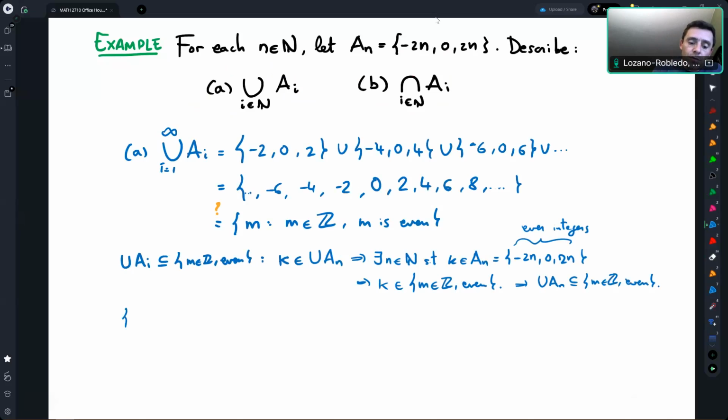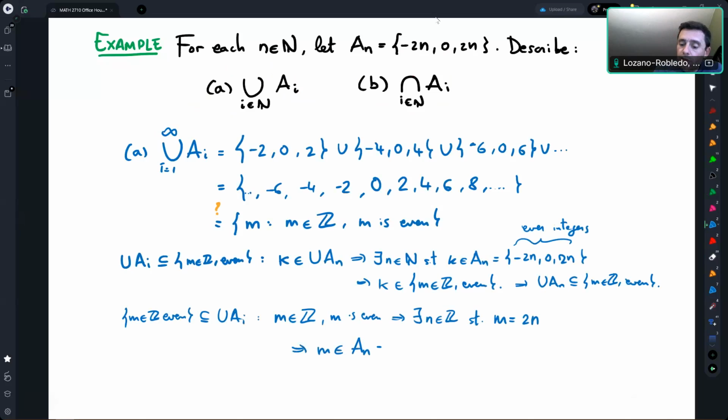For the opposite containment, we want to prove that if we have any even number, then it is contained in the union. So take m, an integer that is even. Then by the definition of even, there is some integer n such that m is twice n, and therefore m belongs to A_n, because A_n is minus 2n, 0, 2n. And since m was arbitrary, all the even integers are contained in the union. That proves what we wanted to prove, this equality of sets.